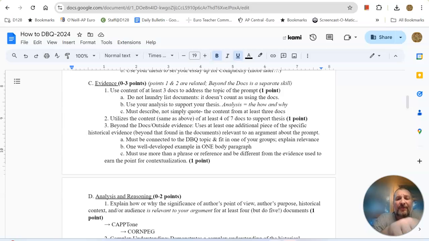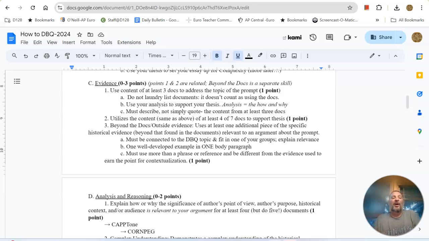If you do that for 4 docs, you get a 2nd point. That's using your evidence, okay? So to get your 2 evidence points, you only need to effectively use 4 of the 7 documents. We're going to talk more later. We're going to plan on using all 7 of them every time, but you only need 4 of the 7 to get the evidence points.